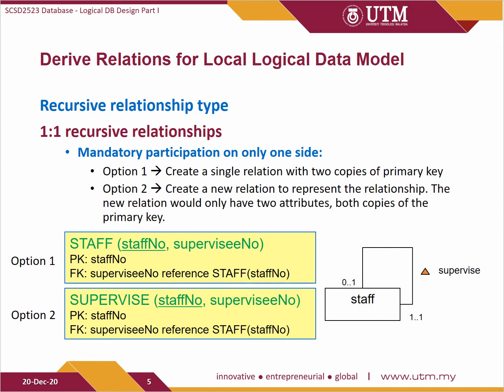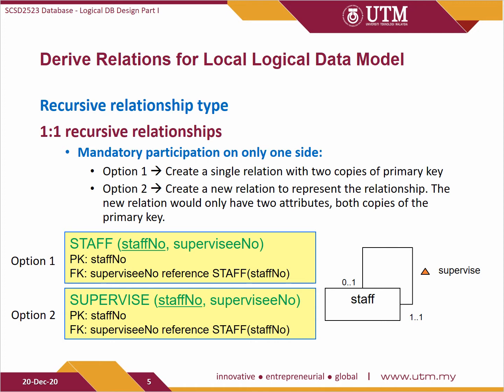Now for mandatory participation on only one side, you have 2 options. For the first option, you can create a single relation with 2 copies of the primary key. So for this, you have the staff entity followed by the attributes staff no and supervisee no. You have the primary key staff no, and the foreign key supervisee no will reference the staff no.